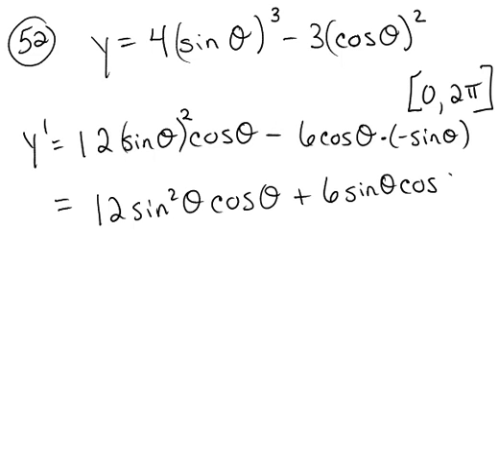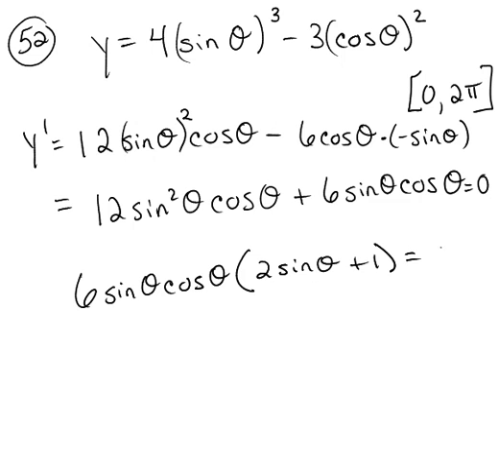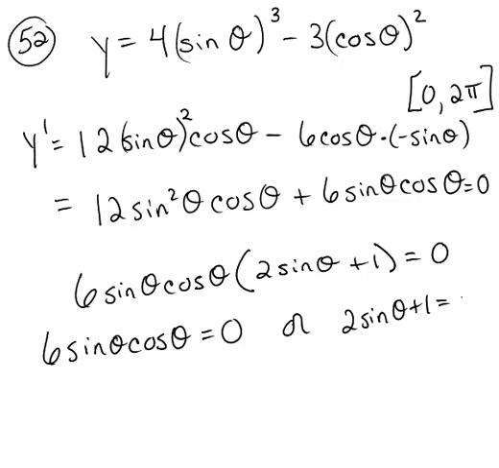theta cosine theta. You want to set this equal to 0, so we can start by factoring 6 sine theta cosine theta out of there, and you will get 2 sine theta plus 1 equals 0. So now we just need to know when 6 sine theta cosine theta equals 0, or when 2 sine theta plus 1 equals 0. Now this is going to be equal to 0 when the sine of theta equals 0, or the cosine of theta equals 0. And this will equal 0 when the sine of theta equals negative 1 half.